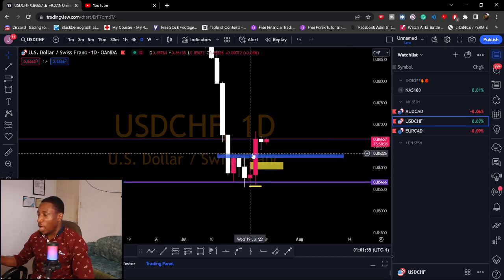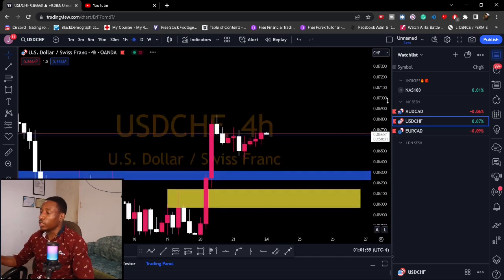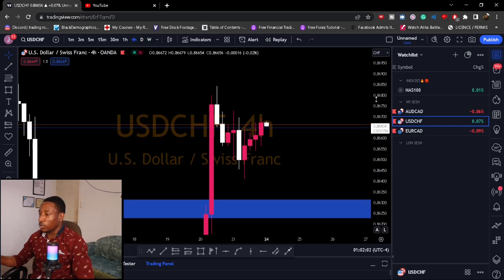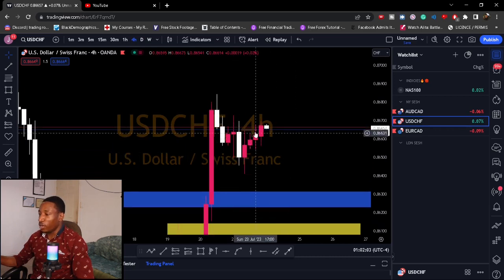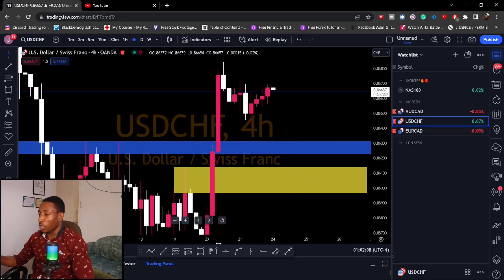So this is the demand zone, and we want price to at least tap this zone before we buy, but it looks like price doesn't want to tap it. But let's see what happens. In the forward time frame, it looks like price has currently changed trend, but we'll see what happens here.